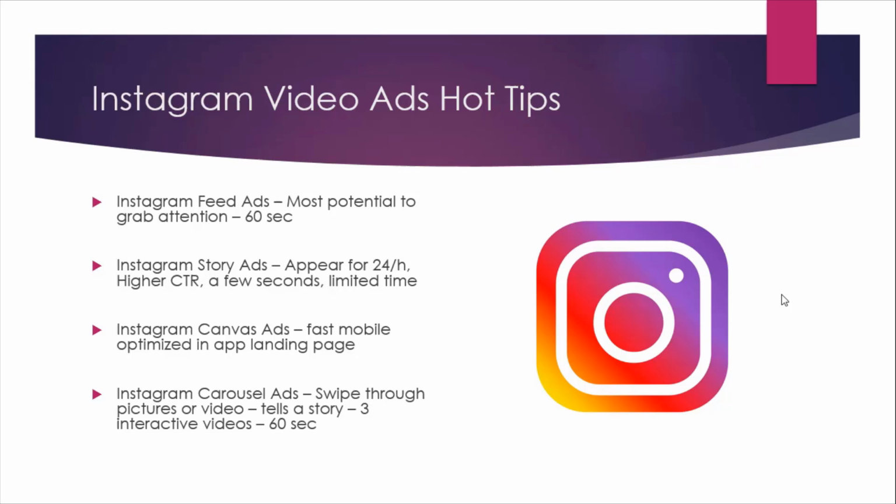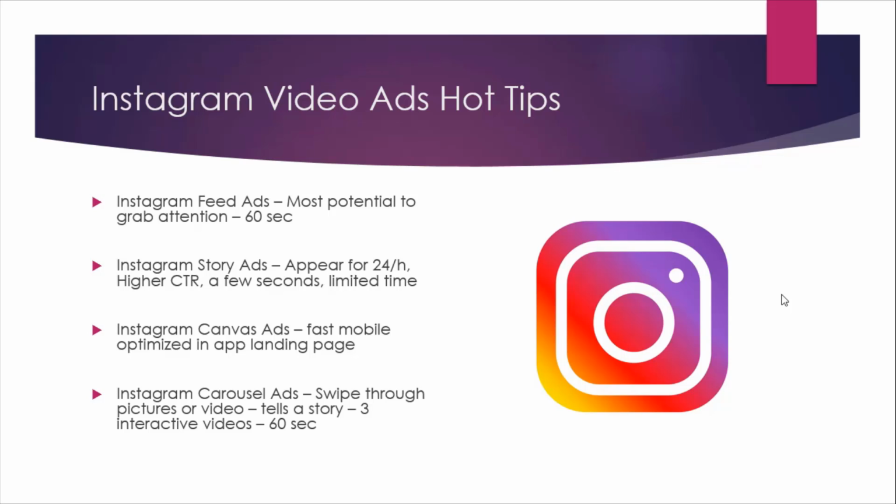Now, a third option is canvas ads. These are fast. They're typically mobile optimized, as in they work best on a mobile phone, which generally is the way Instagram works in any event. But they have an in-app landing page, right? So it's just another placement that you can use. It's basically a website within the app that you can utilize to capture your customers' information and move them on to the next step.